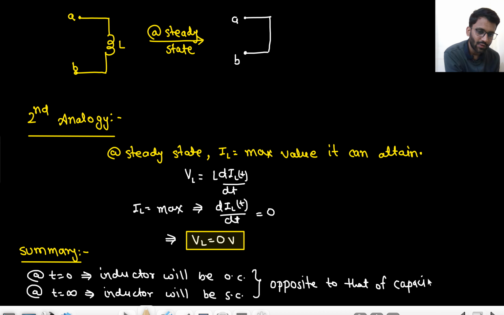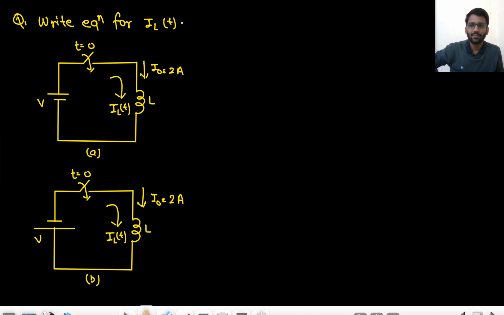So what was happening in the case of the capacitor? Initially, the capacitor was being shorted and at infinity it was open circuited. In the case of the inductor, initial current is 0, so it will be open circuited, and at steady state it will develop current and reach its maximum value. So the voltage will be 0. Sorry, voltage will be 0, so that means it will be shorted. Are you getting my point or not? Right? So let's see some questions.